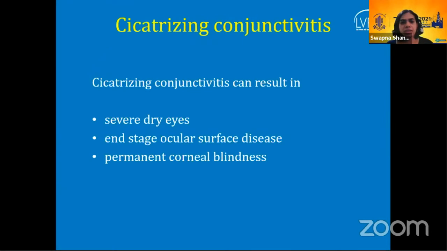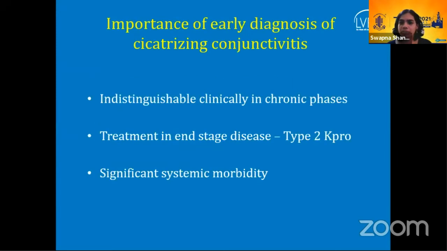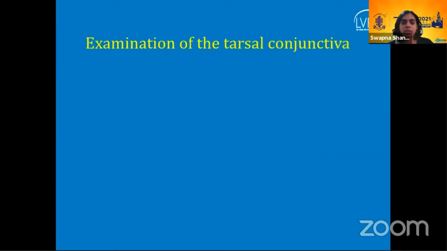Cicatrizing conjunctivitis results in severe dry eye, end-stage ocular surface disease, and permanent corneal blindness. Now, why is it important to diagnose these entities early? Because in the chronic phases, they all look the same. They are indistinguishable. The treatment in end-stage disease is type 2 K-Pro, which is very difficult to manage, as we all know. And some of these conditions also have significant systemic morbidity.